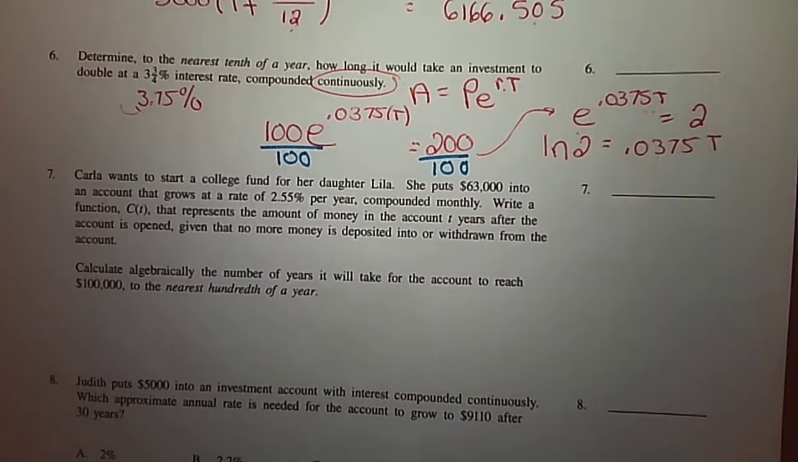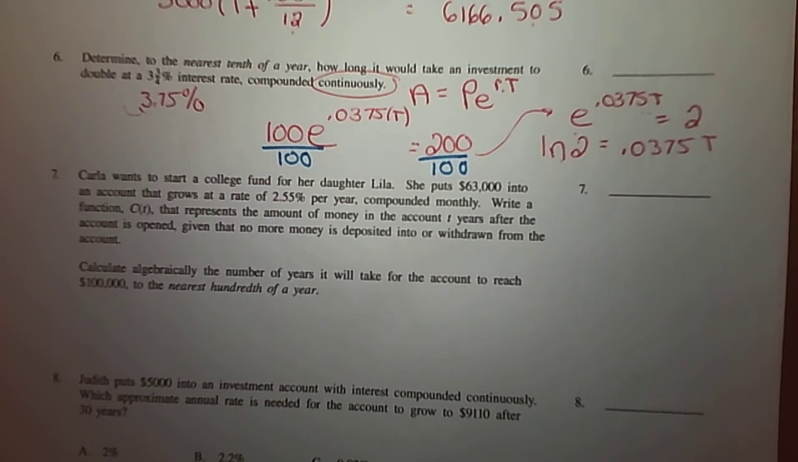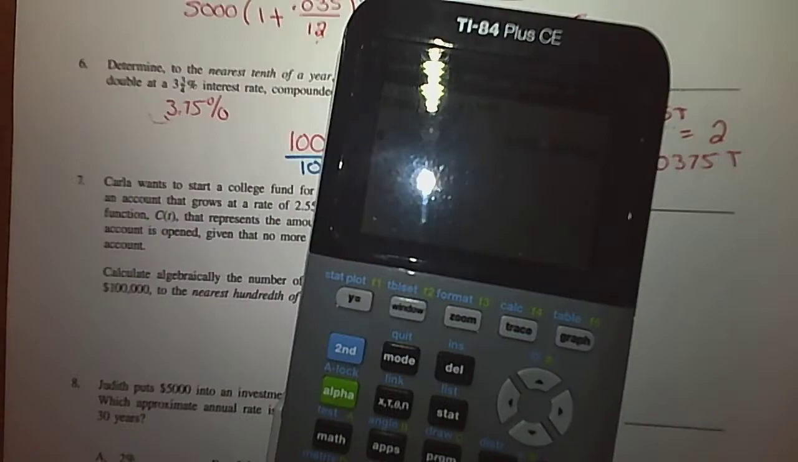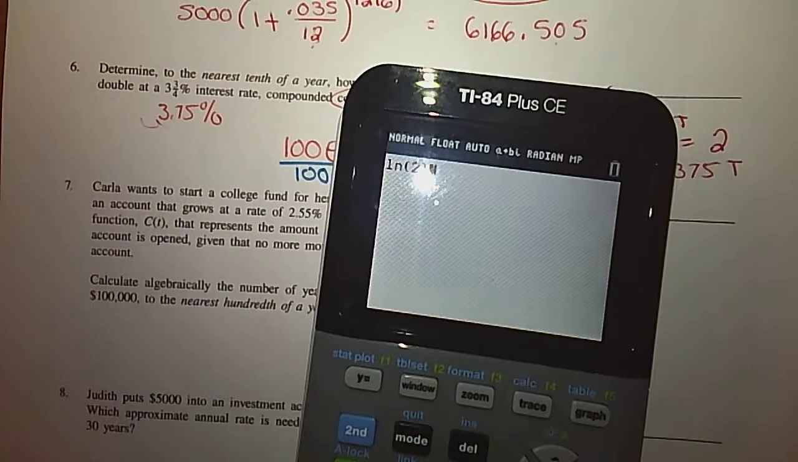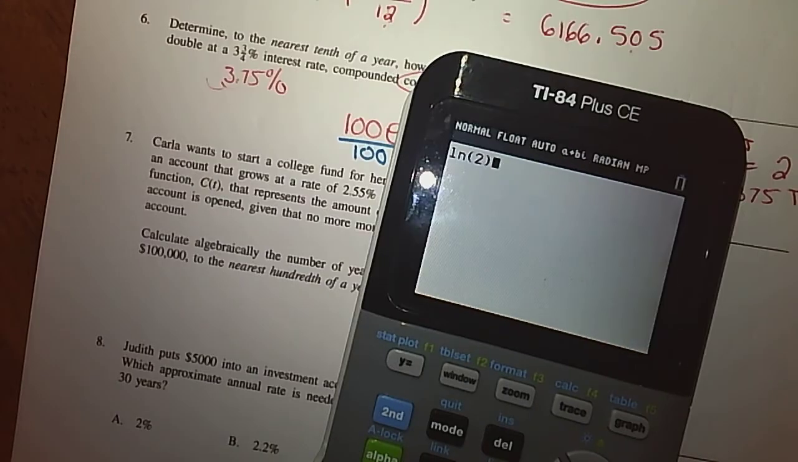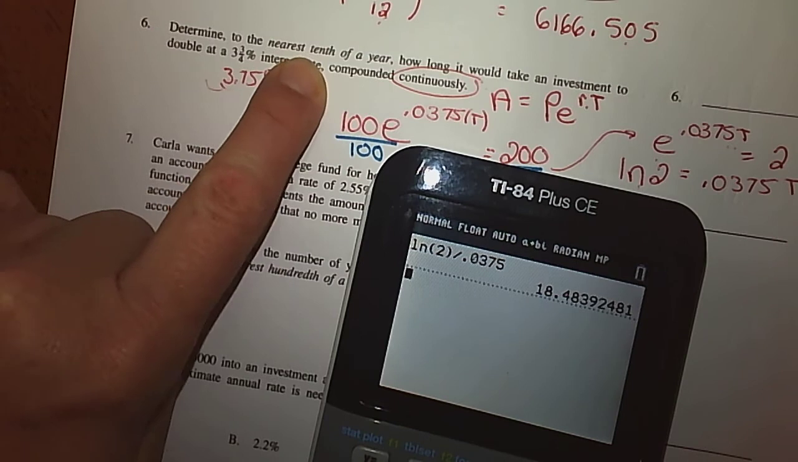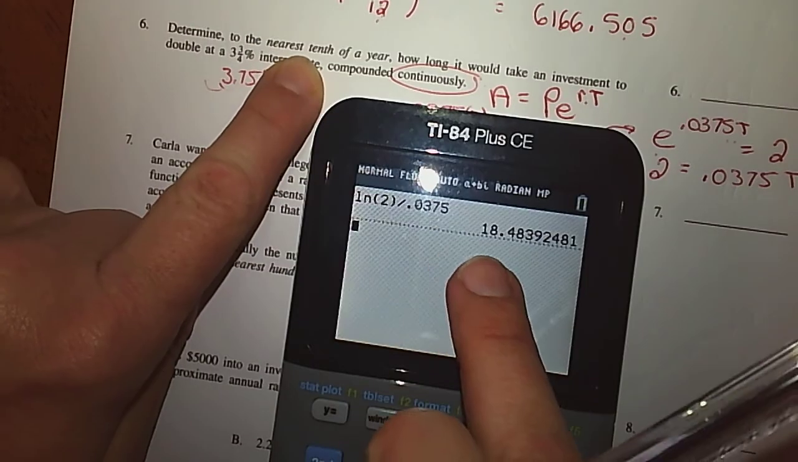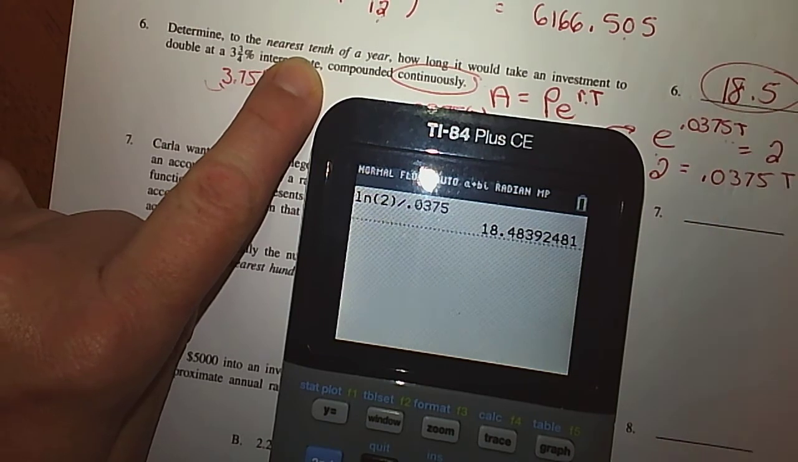0.0375t. So now I'm going to put natural log of 2 into my calculator and then divide it by 0.0375. So natural log of 2 divided by 0.0375. And does it tell us what to round to? The nearest tenth of a year. So it's 18.48. So I'm going to put down 18.5 as the nearest tenth of a year.